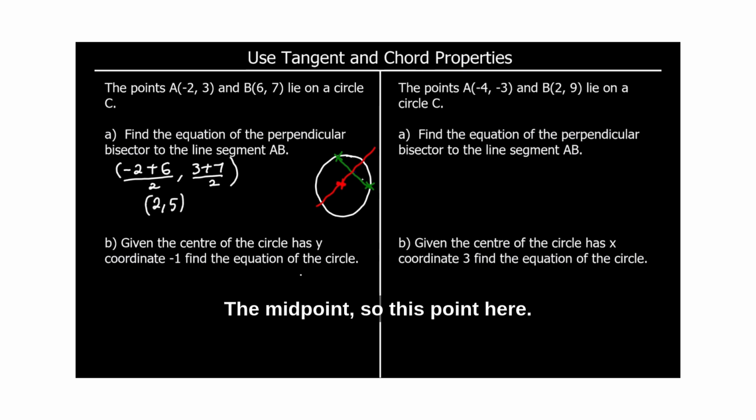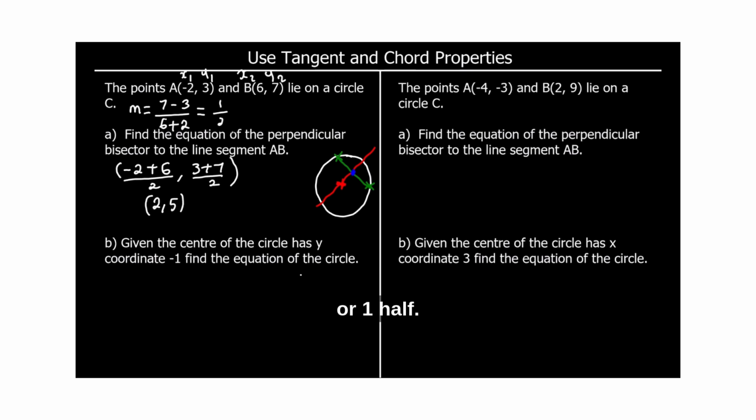The midpoint, so this point here, the midpoint's at 2, 5. And we can find the gradient by finding the gradient of the chord and then flip and make it negative, the negative reciprocal. So we'll have x1, y1, x2, y2. So the gradient of the chord is the change in the y's, which is 7 minus 3, over the change in the x's, 6 minus minus 2, and that is 4 over 8, or 1/2.